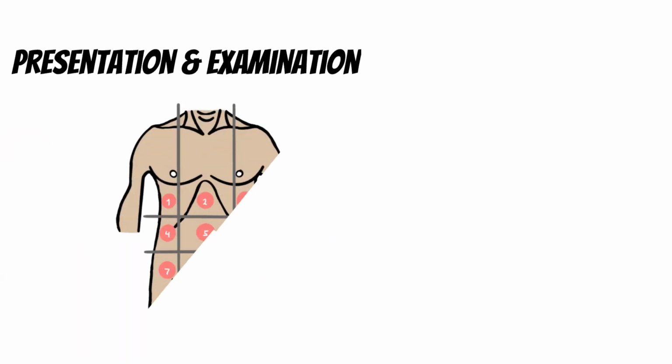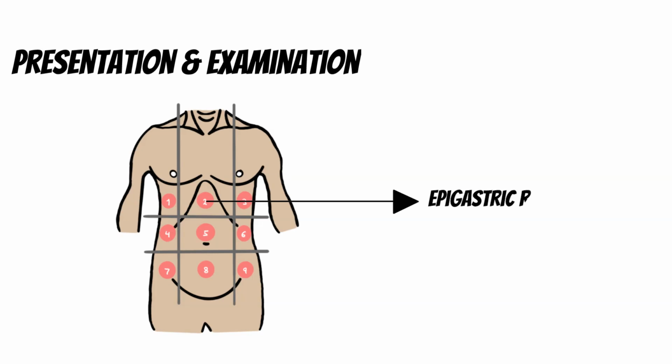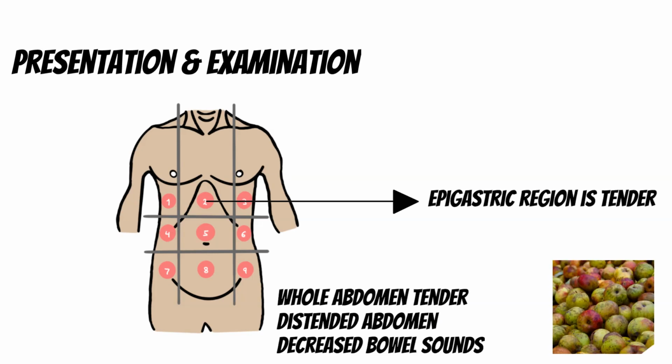When it comes to the examination part of things, the doctor will find that your epigastric region is tender, but sometimes the whole abdomen can be tender as well. The doctor may also see that there's some abdominal distension, so the belly blows up. There's decreased bowel sounds, and in rare cases, you can even have retroperitoneal hemorrhaging, which is bruising, like these bruised apples here, in the flank area and in the periumbilical area. So bruising in these two areas are a rare sign of acute pancreatitis.